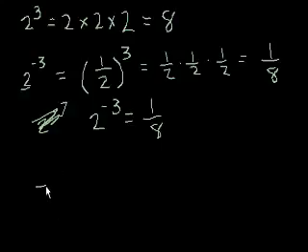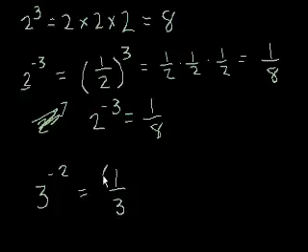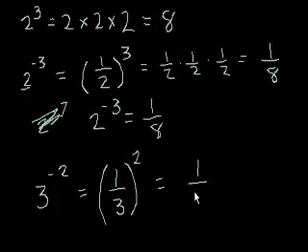Let's say 3 to the negative 2 power. Once again, immediately when we see that negative in the exponent, the easiest thing to do is just immediately take the reciprocal of the base. So we take 1/3, and we raise that to the positive 2 power. And that's easy now. 1/3 squared equals 1 over 9. Let's do some more problems.